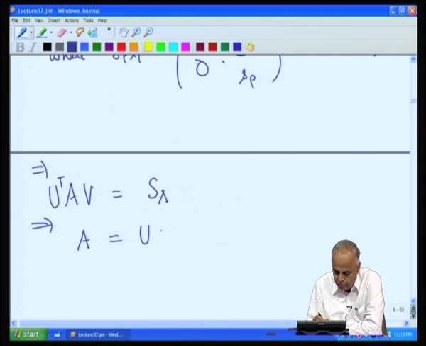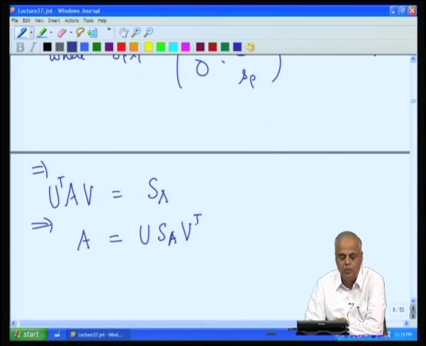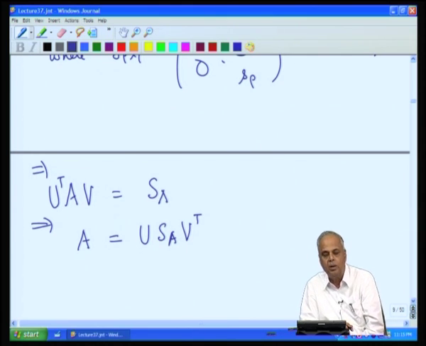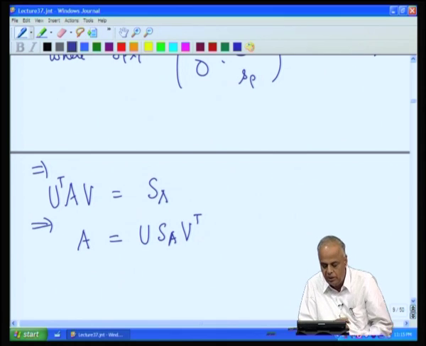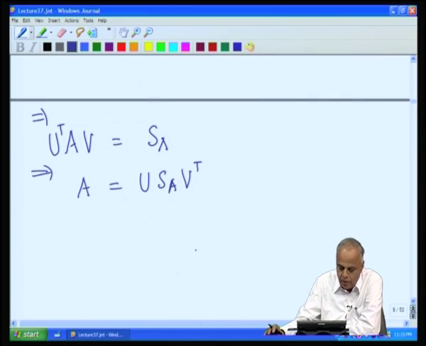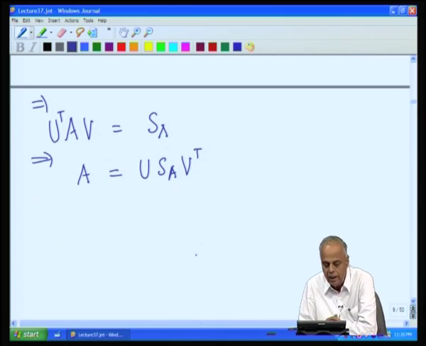Or A equals U S A V inverse, and since U and V are orthogonal matrices, the inverse of U transpose is U, and the inverse of V is V transpose. Thus we see that A has been factorized into 3 factors. The 2 extreme factors are orthogonal matrices, and the middle one is essentially a diagonal matrix.